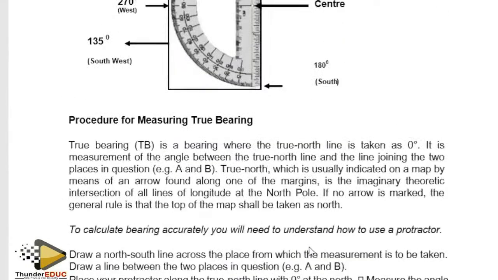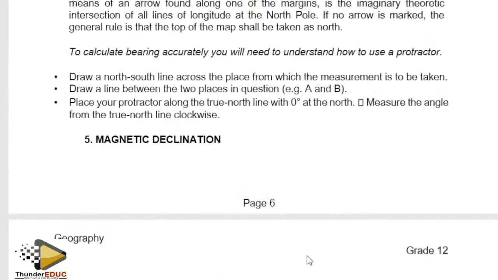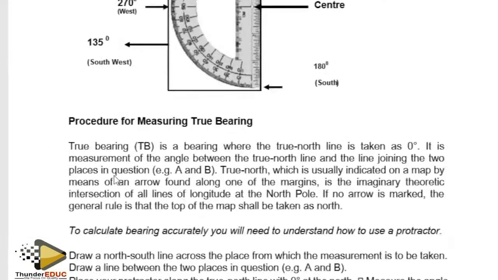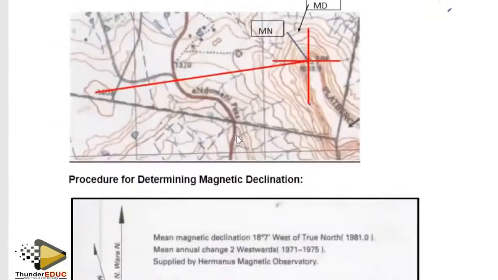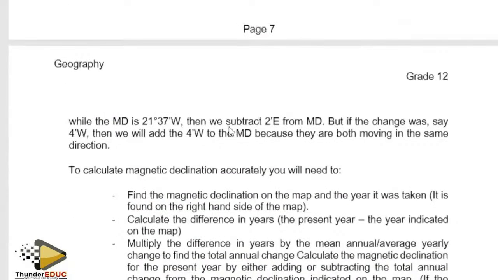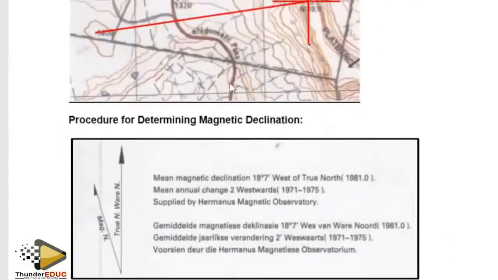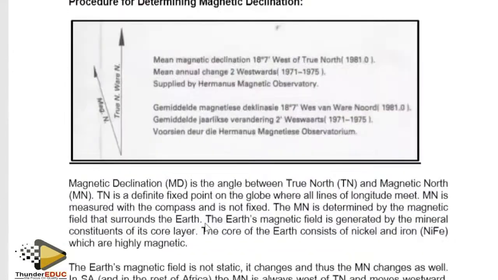Now, having seen the true bearing, we can also proceed and look at magnetic declination. But when you're looking at magnetic declination, you must understand how we get it and how important it is. In most cases, magnetic declination is the angle between the true north and the magnetic north. Look at this one here.